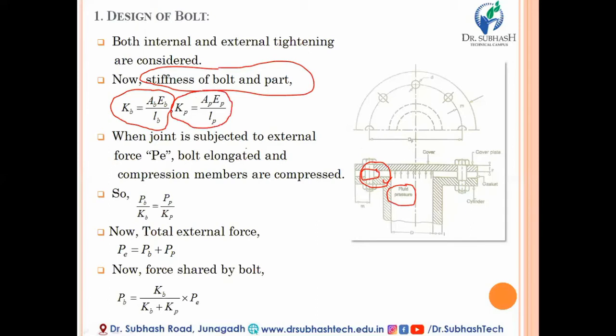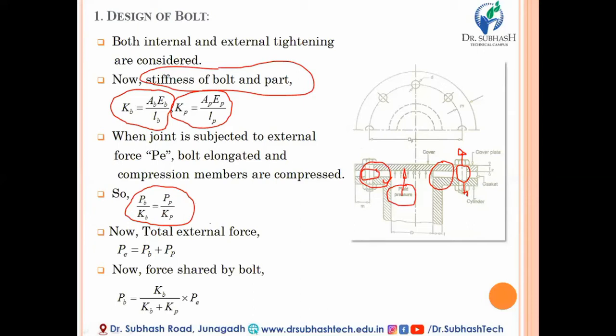Now we know that the joint is subjected to an external force P_E. Whenever this force increases, this portion of the bolt will be elongated. That is very clear and fundamental. Whereas the parts that are joined with this bolt will get compressed. So the relation becomes P_B upon K_B equals P_P upon K_P, because whatever elongation is made is always equal to the compression of the parts. This relation holds good at the end.